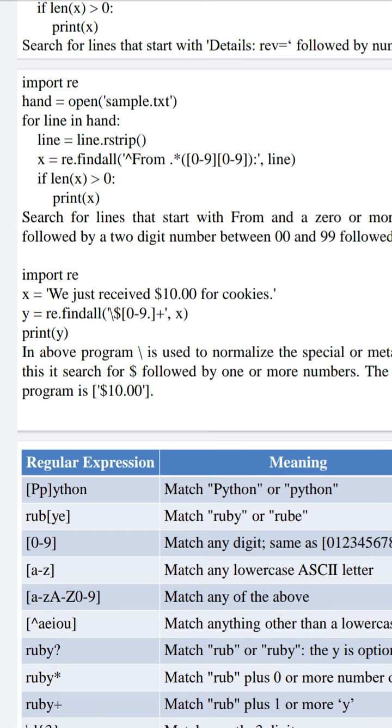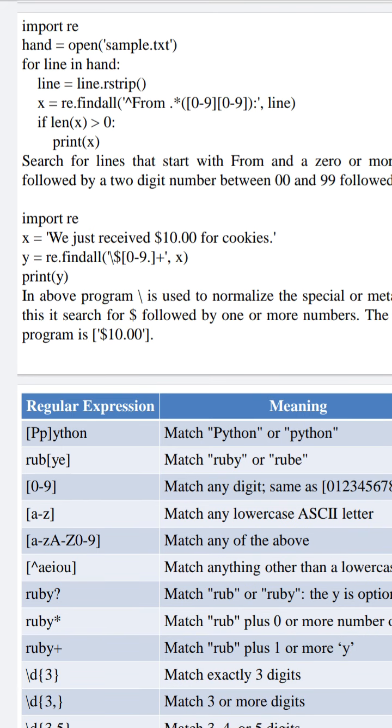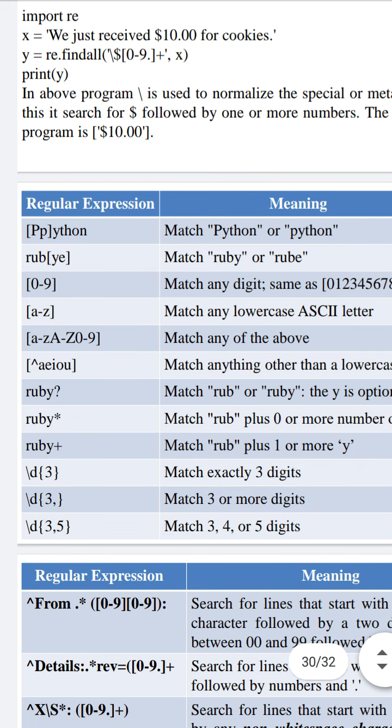As we have stated, if we use a backslash along with metacharacters, it will nullify the special meaning associated with the metacharacter. In the below example, we are showing the usage of the backslash operator to nullify the special meaning associated with a metacharacter. In this example, we have initialized a string: We just received $10.00 for cookies, to the variable or to the string x.